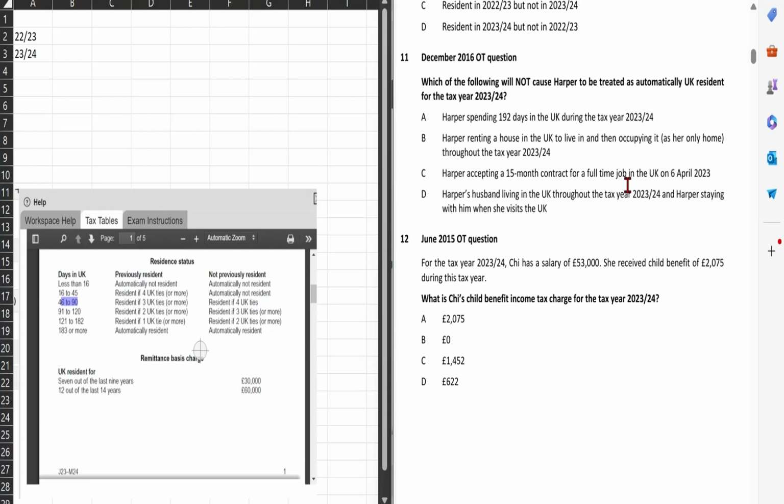Harper accepting a 15-month contract for a full-time job. In the case of a job, Harper should work for at least 365 days in the UK, such that some days lie in the current tax year, and it's a full-time job. Obviously, she worked continuously for 15 months, so this condition is also met. Harper's husband lives in the UK throughout the tax year 2024, and Harper is staying with him. She visits the UK. So this condition has not been met for automatic UK residence. So this will be our answer.